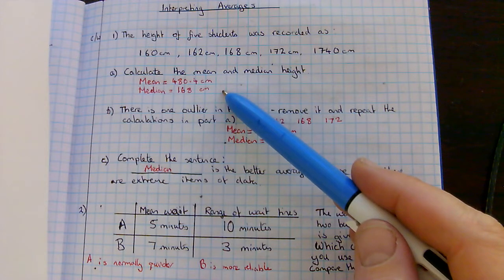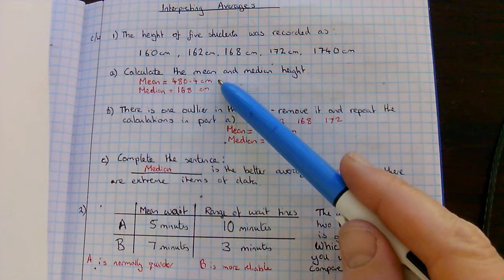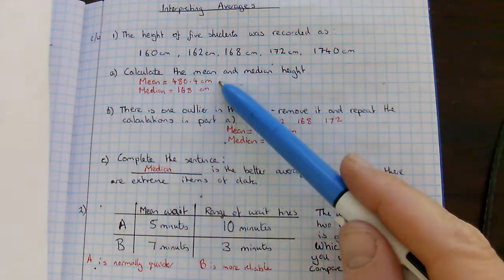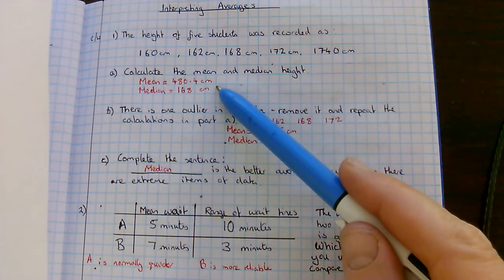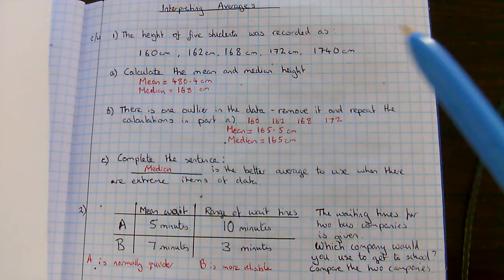So for example, in Seattle in America, the mean income is about double the national average for the United States, purely because Bill Gates lives there. So it can have a major effect on the mean by having one extreme value.